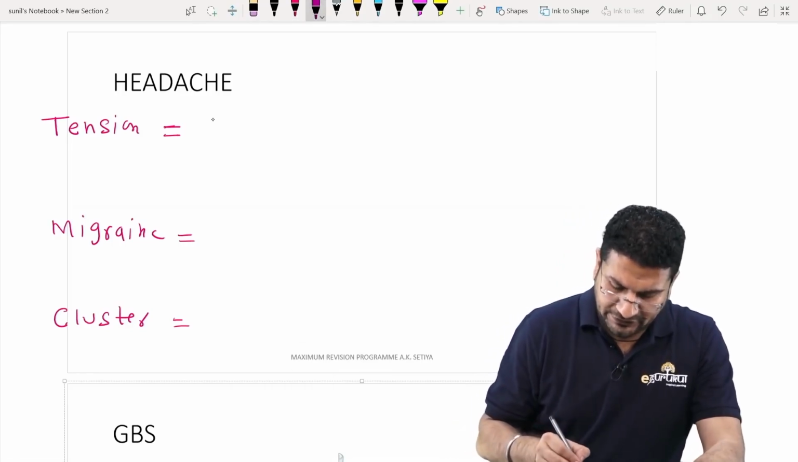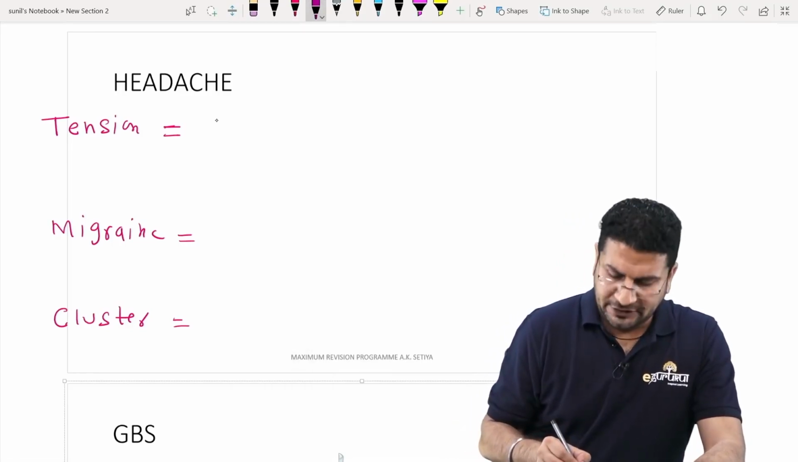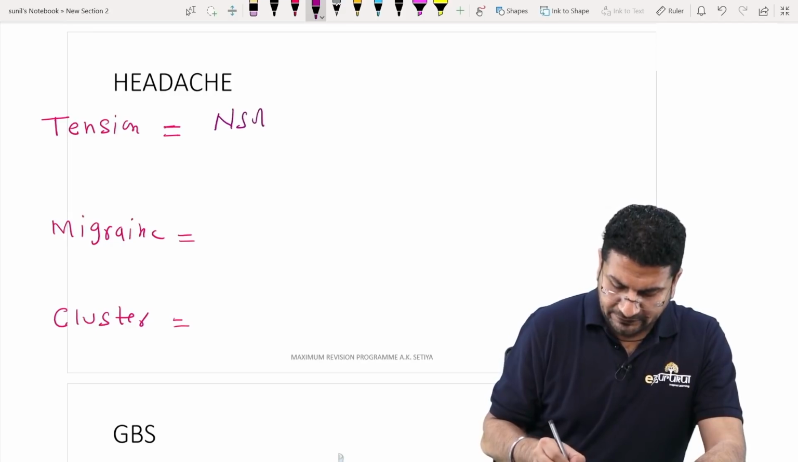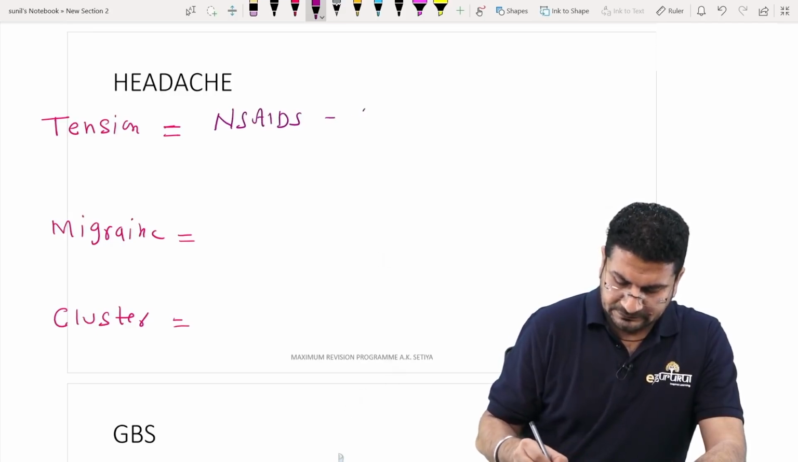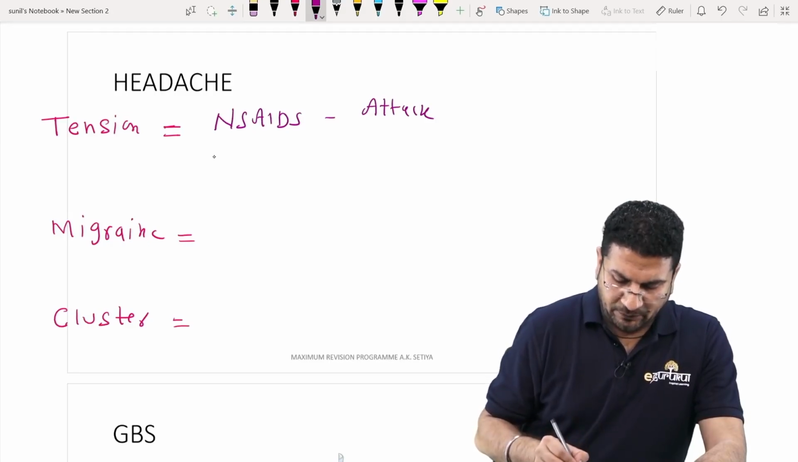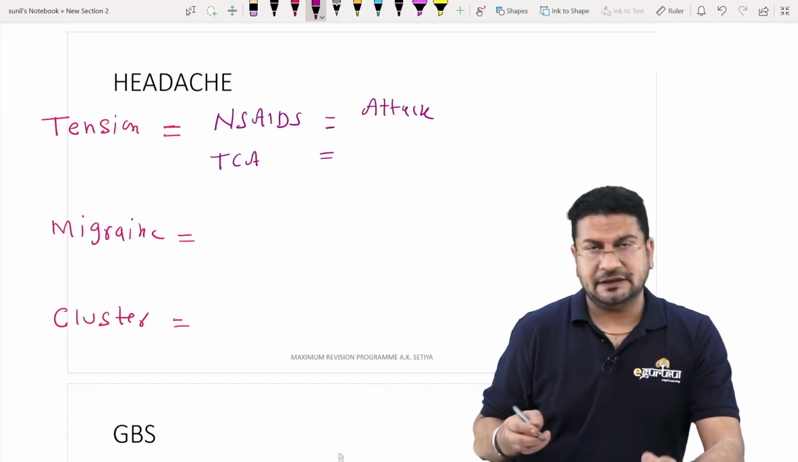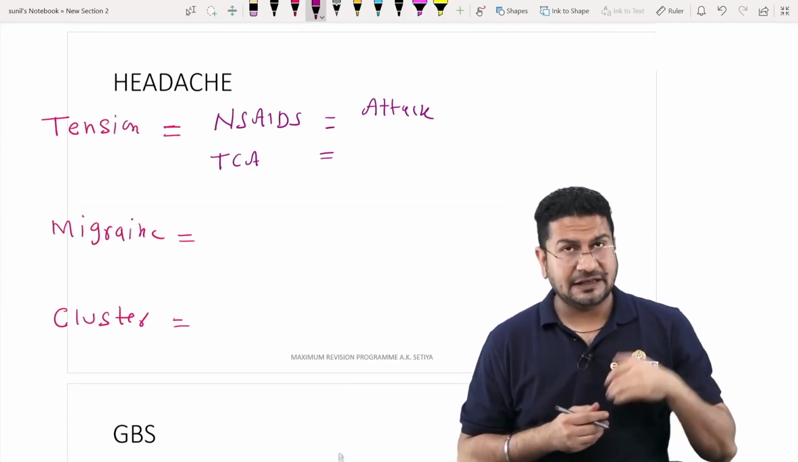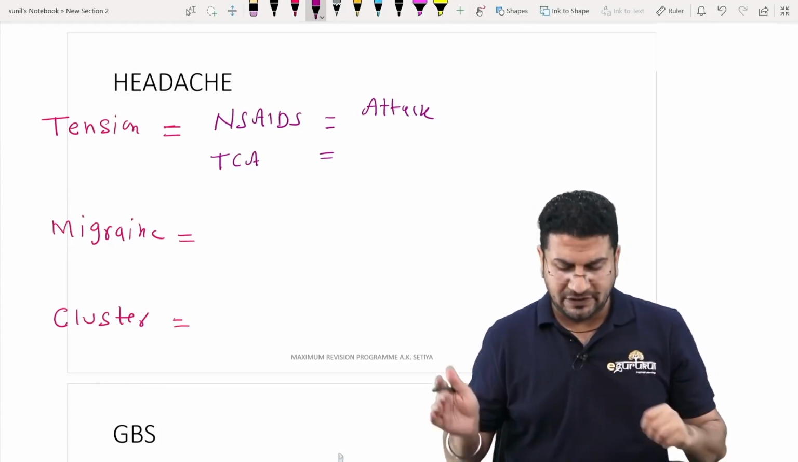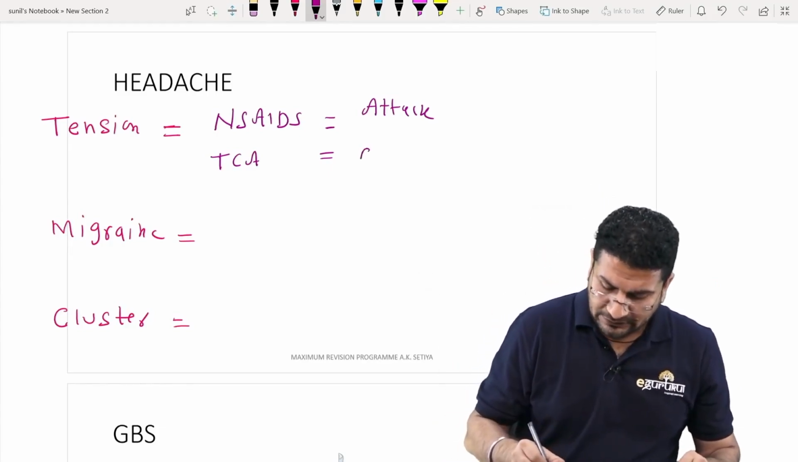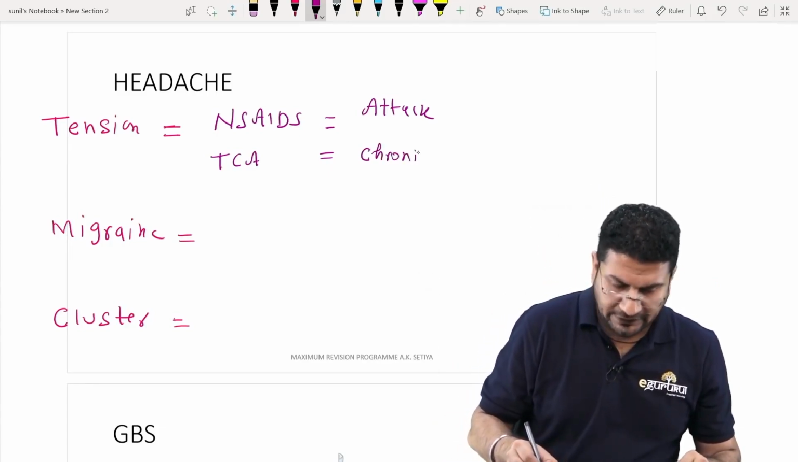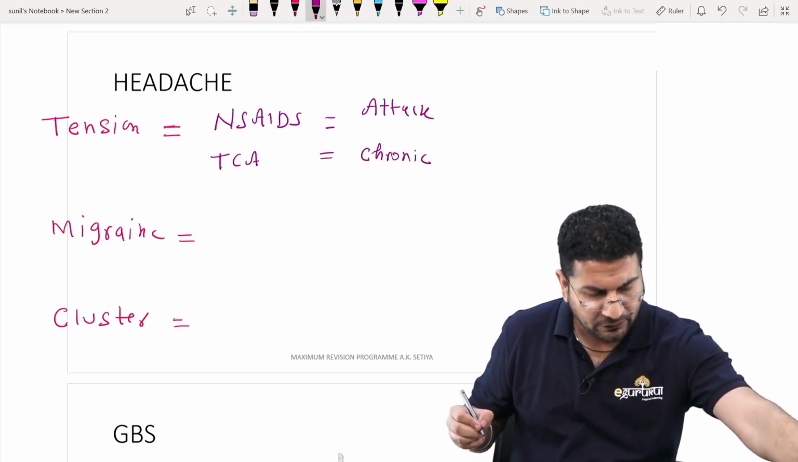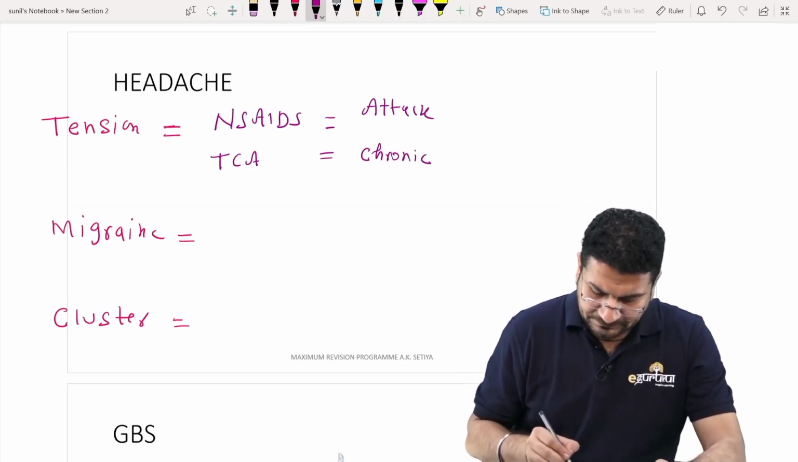In tension headache, in an acute attack, the drug of choice will be NSAIDs. In case of prophylaxis, we give tricyclic antidepressants. Understand this: if there are less than 15 episodes in a month, we call this acute, and we give NSAIDs. If more than 15 episodes, we call this chronic, and in chronic we give TCA.